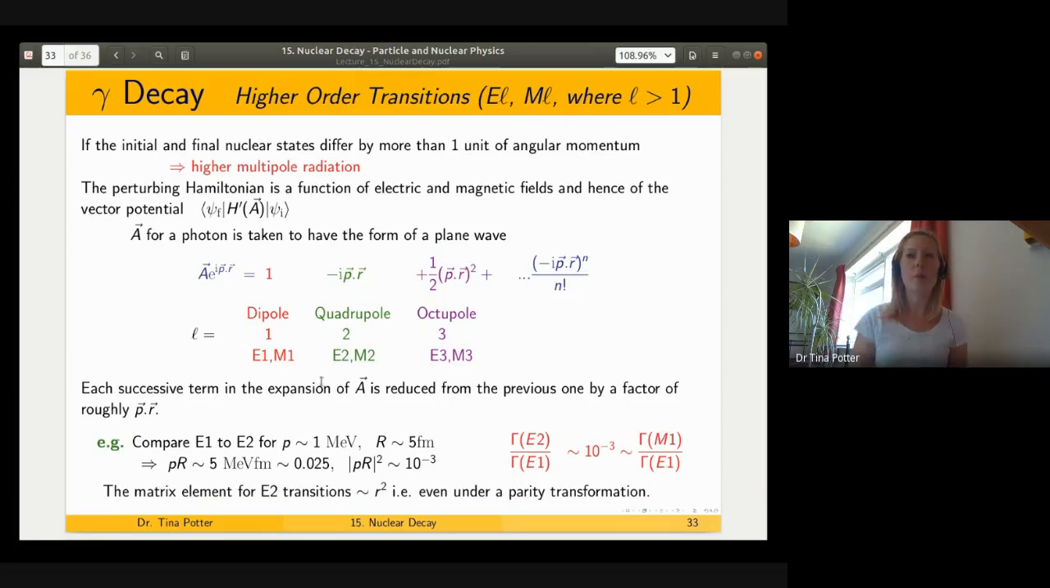So every time we go up a unit of orbital angular momentum here, we are going to decrease the decay rate of that decay. And for the electric versus the magnetic decay rates at the same order of L here, we are also going to have a suppression of a factor of 1,000.